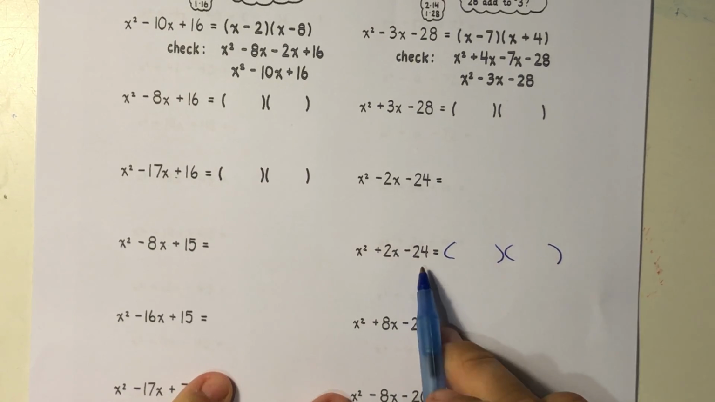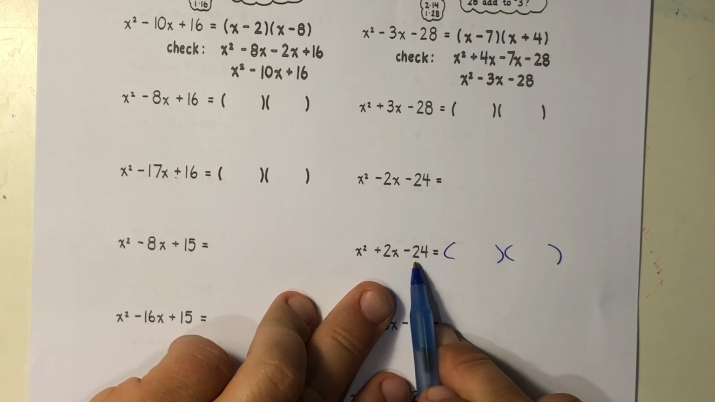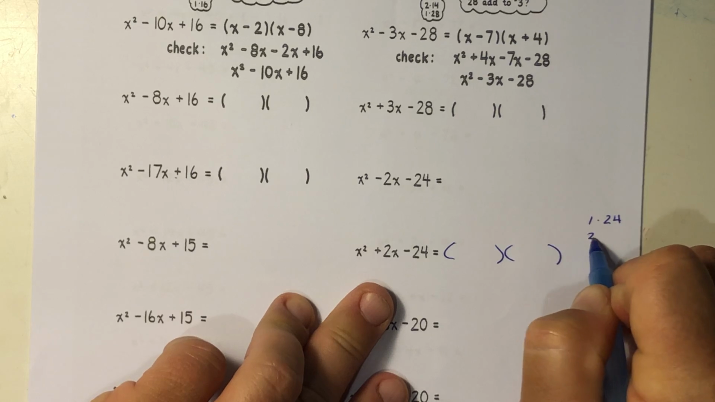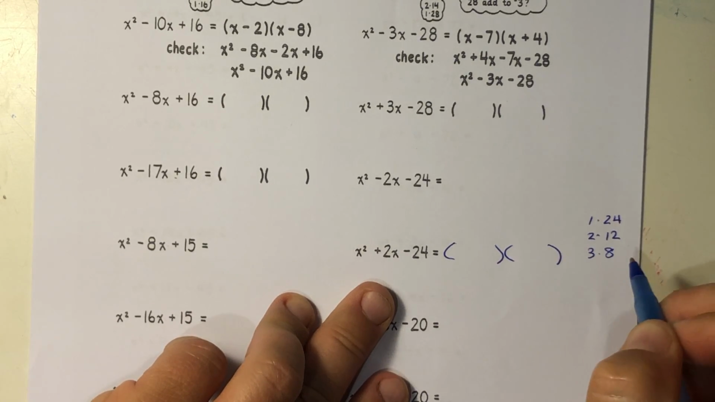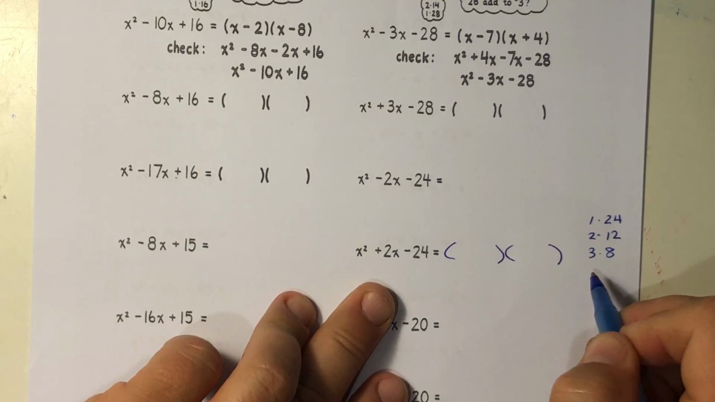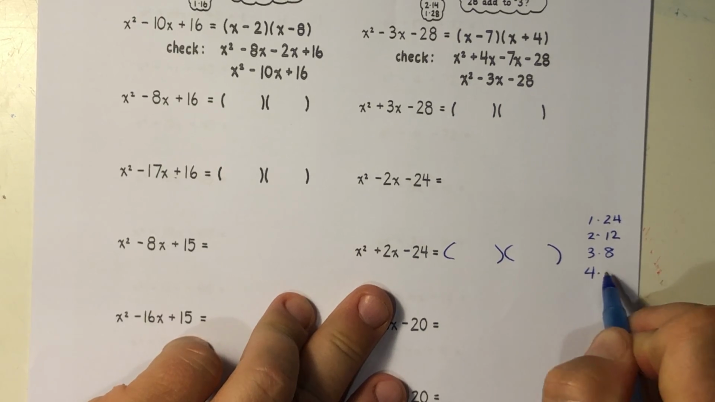Okay, I want to ask myself, what numbers multiply to give me 24? Now, I know it's negative. We'll talk about that in a second. But I'm going to list my options. 1 times 24, 2 times 12, 3 times 8, and then also 4 times 6.